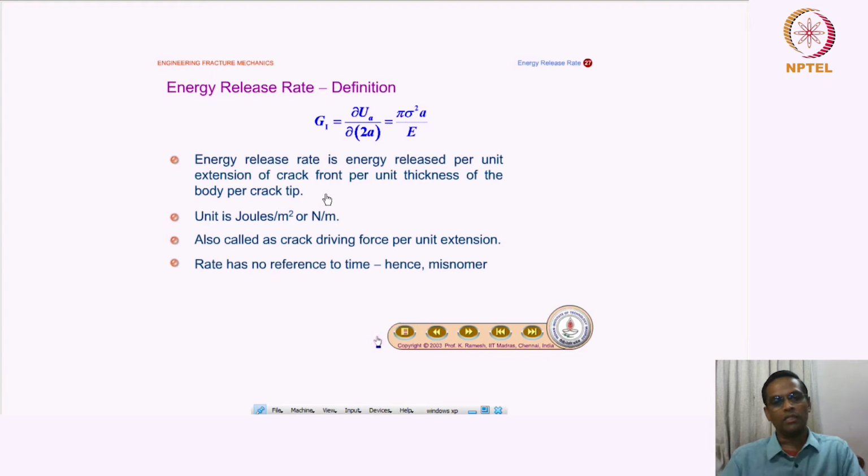We are looking at energy per unit thickness of the body per crack tip. A central crack means you have two tips, so this energy is per tip. This is very important. The unit is joules per meter square or Newton per meter, also called the crack driving force per unit extension.